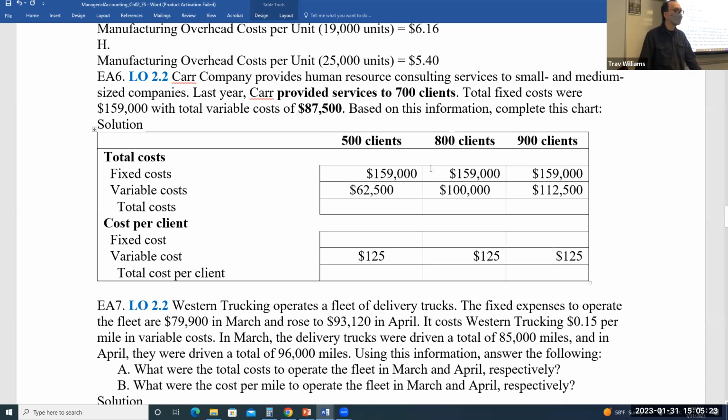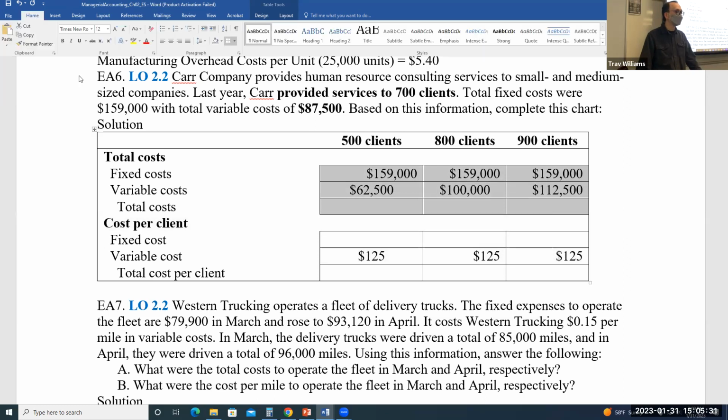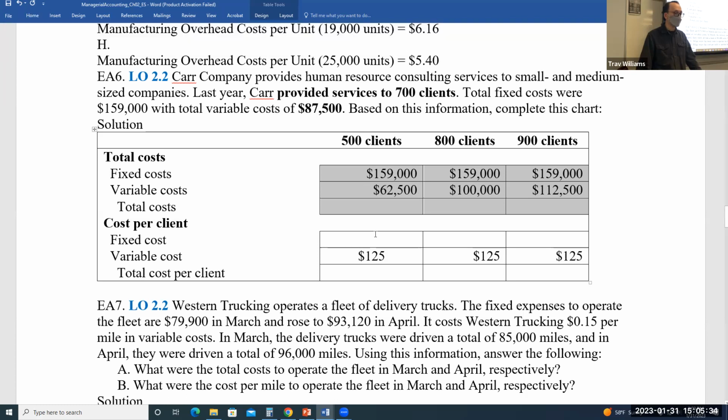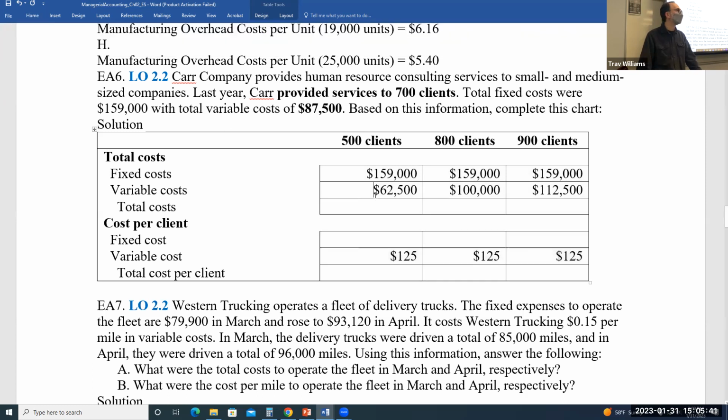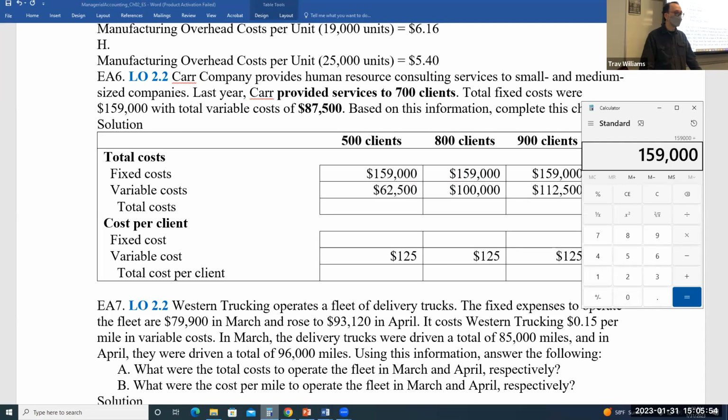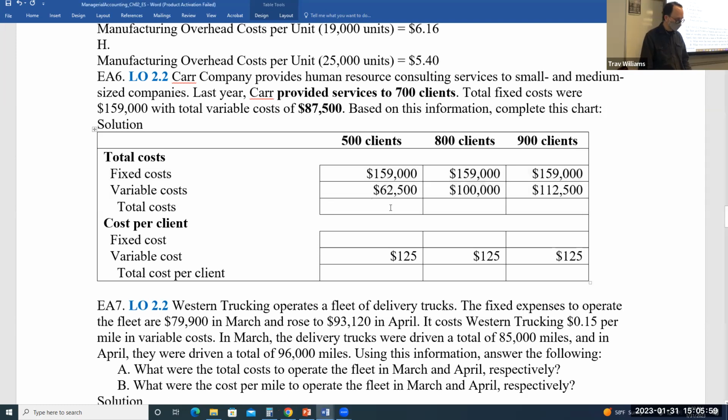Okay. So now we know our total fixed costs at each level of production and our total variable costs. And we can add those up and get our total costs, right? It's kind of like solving a puzzle, right? Figure out one part, that helps you figure out another part. So here we just add fixed plus variable. Total costs are 221,500.